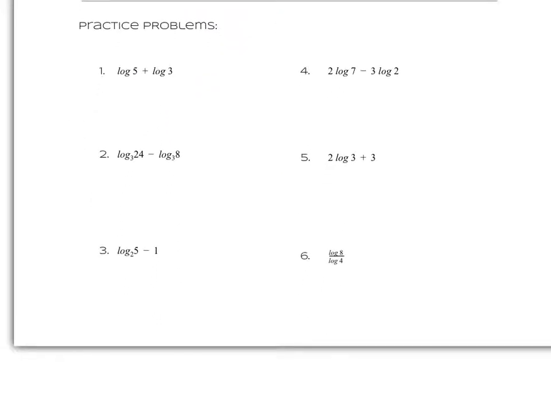And what we see here is I have two things being added together, which means we are allowed to multiply our numbers. So that gives us the log of 5 times 3, which is equal to the log of 15.